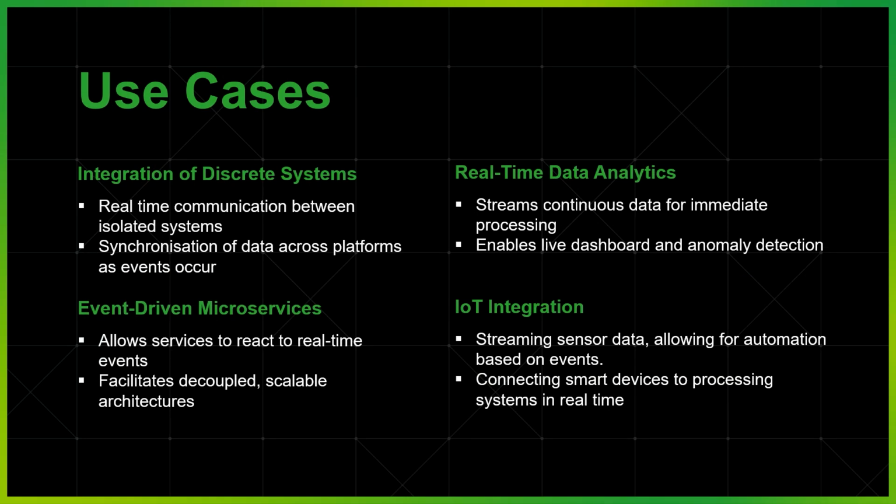Now, let's look at some example use cases of how event streaming can be utilized to add value. Integration of discrete systems. Event streaming enables seamless communication between otherwise isolated systems by continuously transmitting events in real time. This integration allows for synchronization of data across different platforms, ensuring that all systems are updated with the latest changes as they occur.